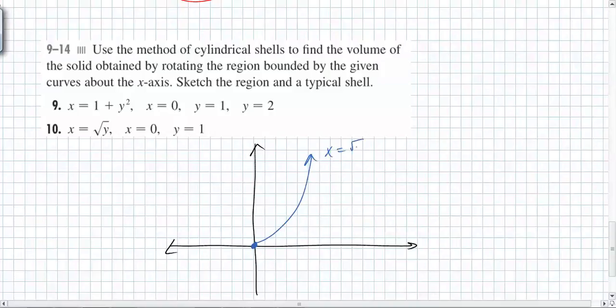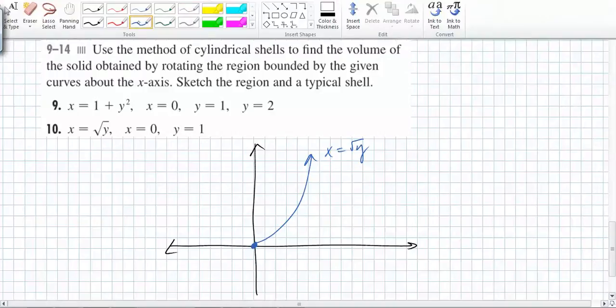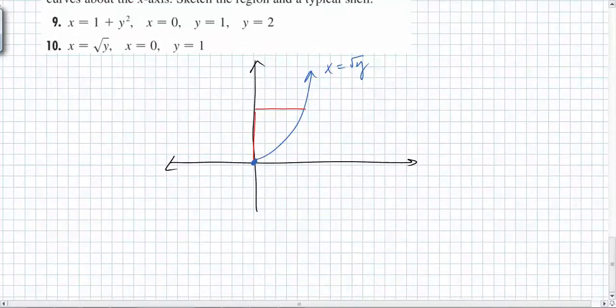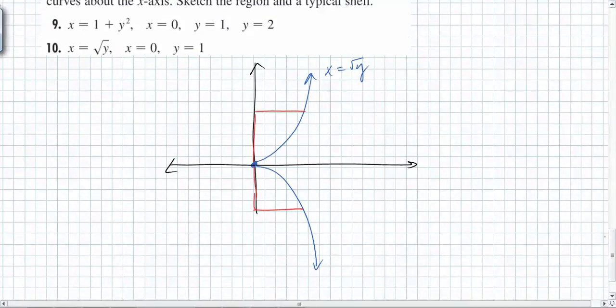So x equals the square root of y. Are we okay with that? So x equals 0 and y equals 1. So we're bounding this, right? X equals 0 and y equals 1. Let's say it's right there. So there's our region, and we're rotating this around the what axis? X-axis. So you draw the flip side of it, the reflection. And let's keep the same color here. We have this, and we have there and there. And then are we supposed to use shells or washers?